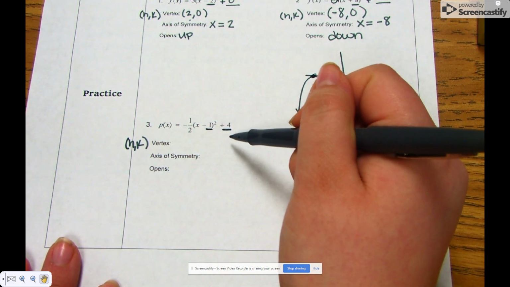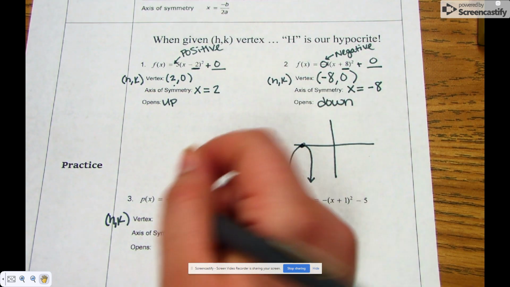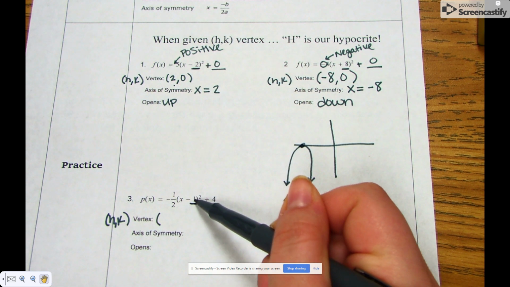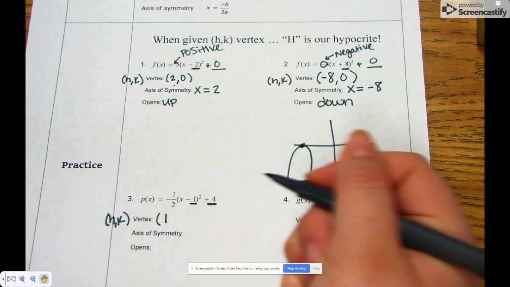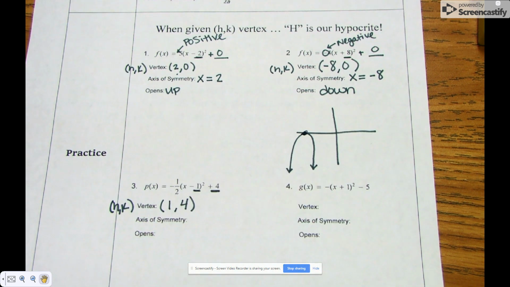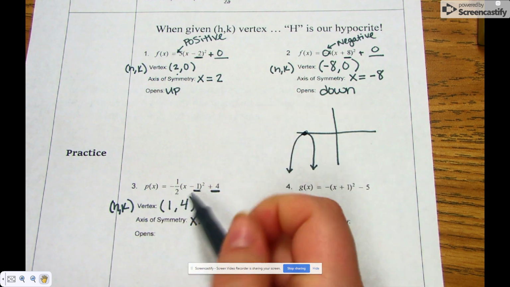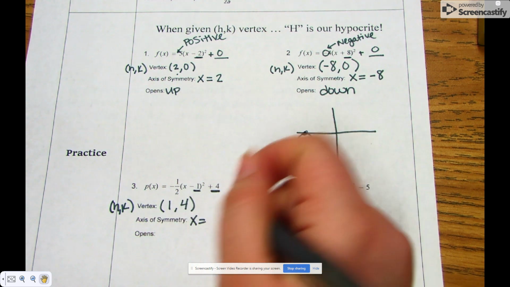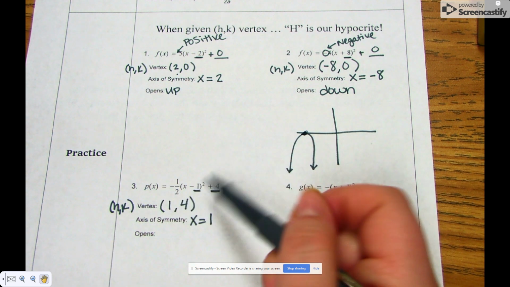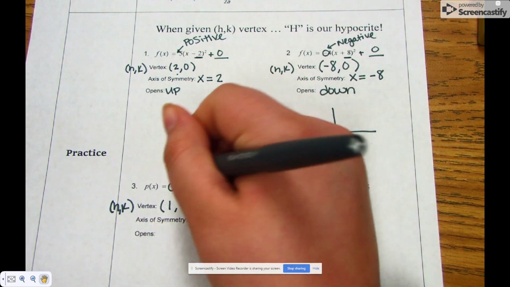And remember that h is our hypocrite. All right, so my vertex, instead of having negative 1, since h is a hypocrite, it's going to be positive 1, comma, 4. My axis of symmetry is just x equals what the x value of my vertex is, so 1. And then I look at the front of my equation to see if it opens up or down.